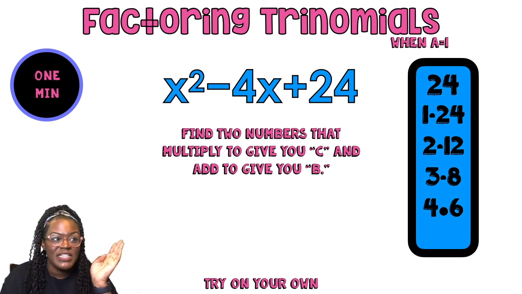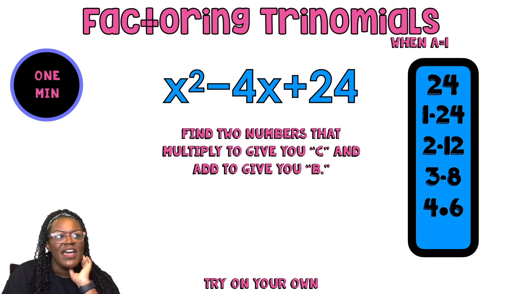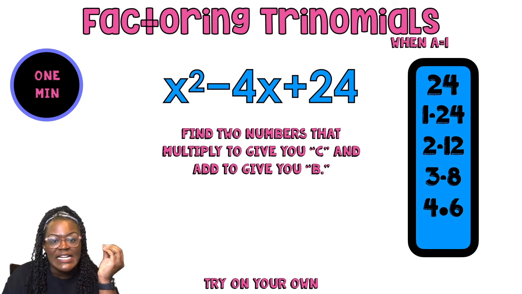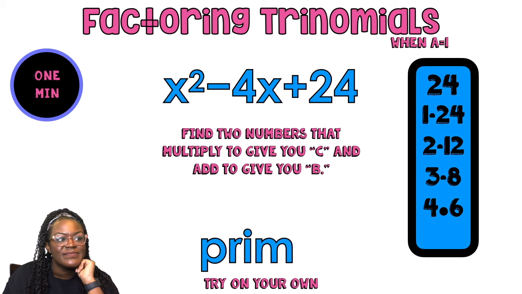8 minus 3 is going to give me a 5. That's close to 4, but not 4. 4 plus 6 is 10. 6 minus 4 is 2. Nothing is working. Well, it's prime.